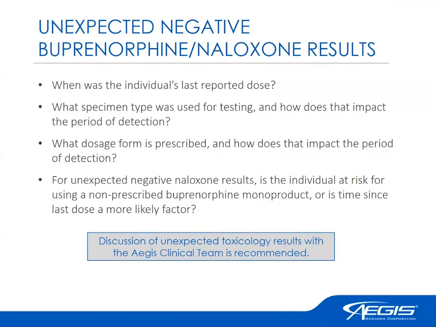If naloxone is negative, is it possible that the patient used a buprenorphine monoproduct? Or could it be that, based on the difference in period of detection for buprenorphine versus naloxone, buprenorphine is still detectable whereas naloxone is not, because those drugs have different periods of detection? This may be possible with recent noncompliance, so remember to ensure that naloxone was actually ordered for a sample before assuming negative results. Again, the Aegis clinical team is available to discuss these results, whether they are unexpectedly positive or negative, and these are the types of questions that we would ask if you give us a call and talk about results, to try to better understand the clinical picture and provide some information about whether or not the results can be clinically explained.